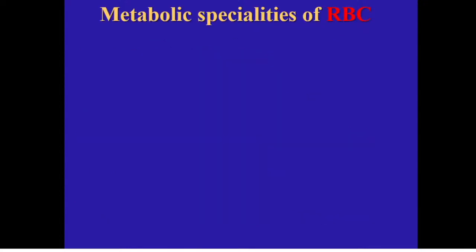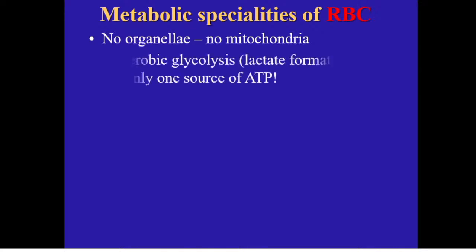And let's discuss red blood cells and their function. At first, we need to understand the metabolic specialties of red blood cells. You know that in matured erythrocytes there are not many organelles. From reticulocytes to matured erythrocytes, these cells lose their organelles, so they do not contain mitochondria.